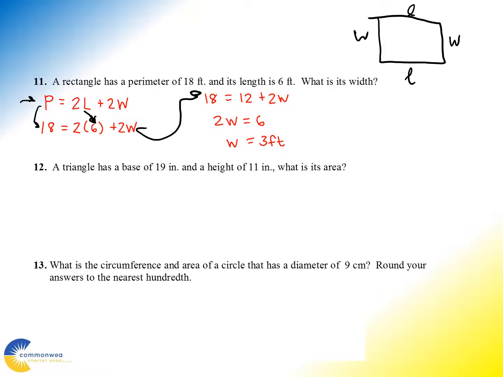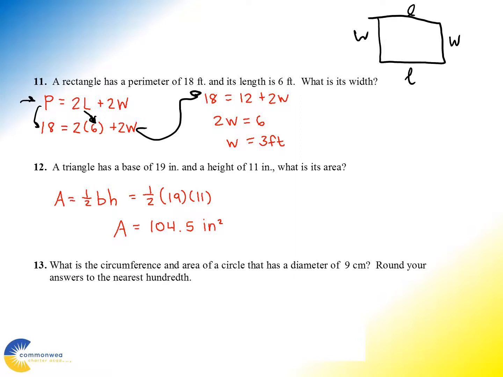A triangle has a base of 19 inches and a height of 11 inches. What is the area? Now that one's pretty easy because we know that the area of a triangle is 1/2 the base times the height. And since they're giving us the two things that are in that formula, I really don't have to draw it. I just have to make sure I plug them in the right spot. So I'm going to do 1/2 times 19 times 11, and that ends up being about 104.5 square inches.